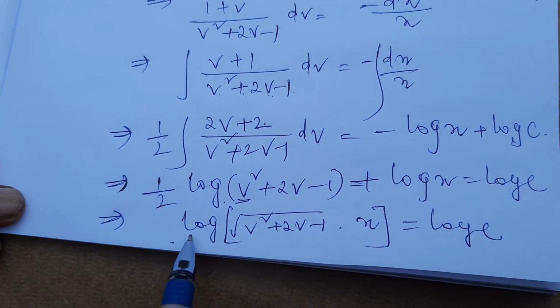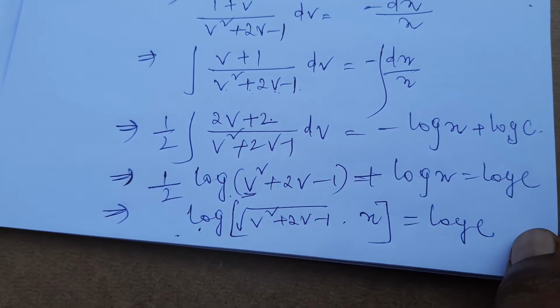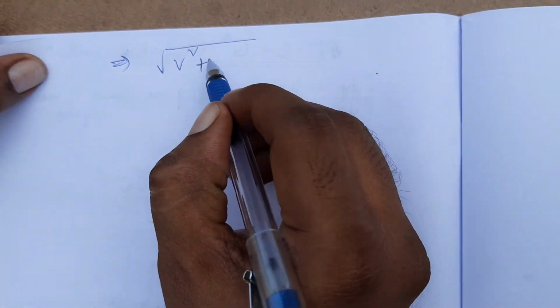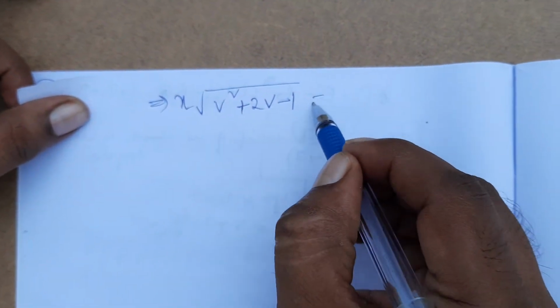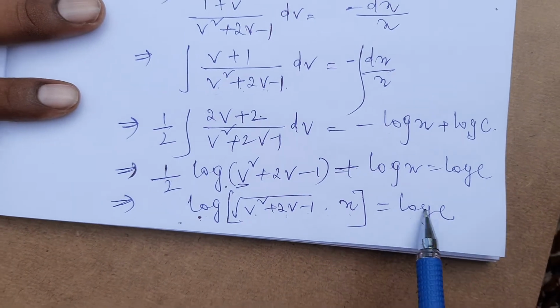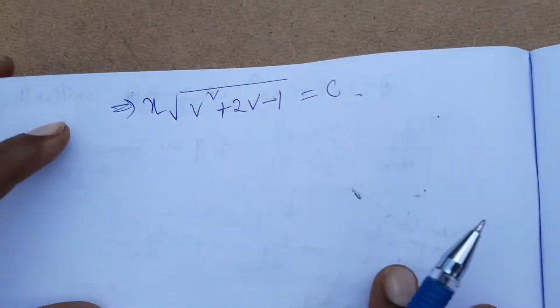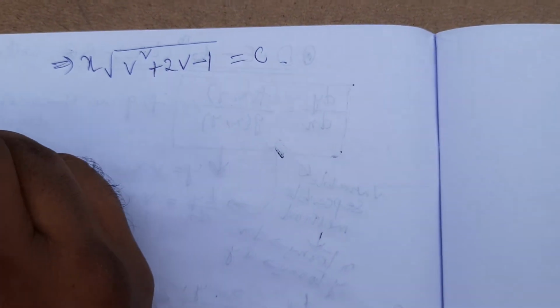If we apply anti-log on both sides, the log gets cancelled. I get root of v square plus 2v minus 1 into x is equal to c. Since the log cancels, c is the value. So here it is: root of v square plus 2v minus 1 into x equal to c. But what is the value?